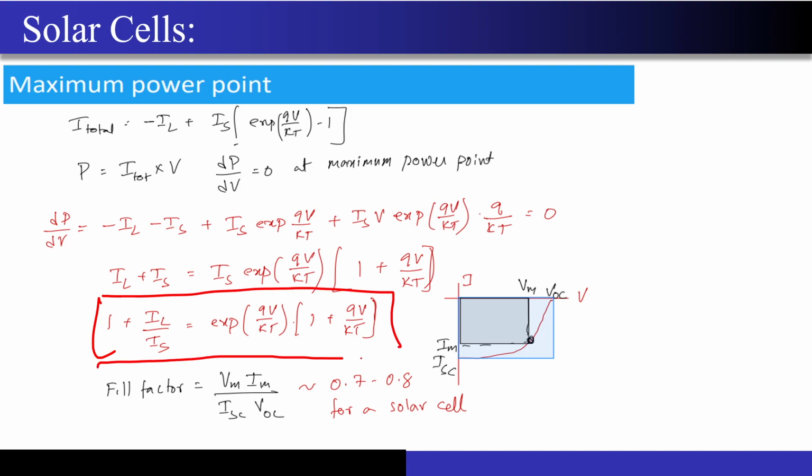You can see it is not a linear equation, it's a transcendental equation, correct? That means your IL is not only a linear or quadratic polynomial function, you have an exponential as well as the multiplication of 1 plus qV by kT over here. So you just cannot solve it directly, you have to use a scientific calculator or some software to solve this particular equation, correct?